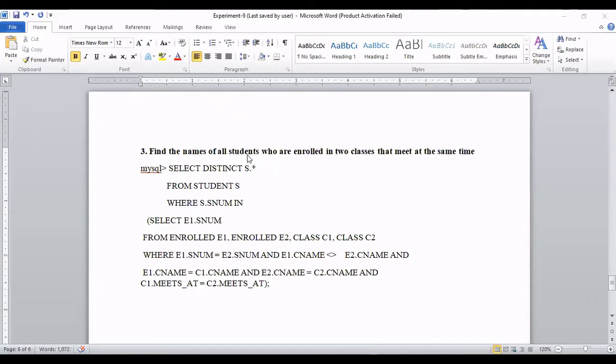It is asking for student names who are enrolled. So we need the enroll table also, in 2 classes that meet at the same time. So this is the condition. Meet at we can get again from which table? The class table. At the same time, so this is very important. This is a self join operation. I need to find all students who are enrolled in 2 classes that meet at the same time.